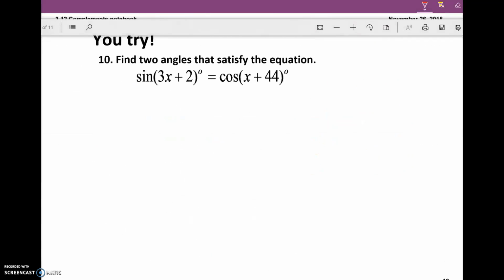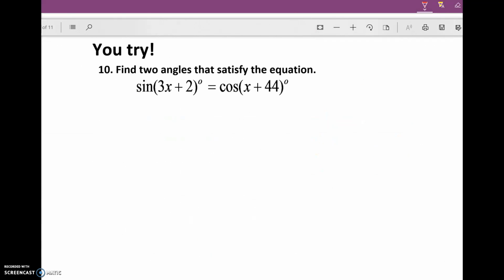Let's try this one on your own. Find two angles that satisfy the equation. You can pause the video and try it, or you can follow along with me. Just to remind us, we know that the sine of an angle and the cosine of its complement are equal to one another. We proved that earlier in our notes. That's why we can say that these two items are equal.